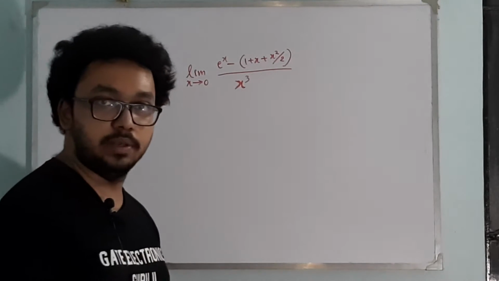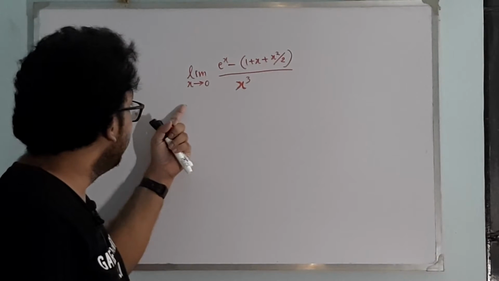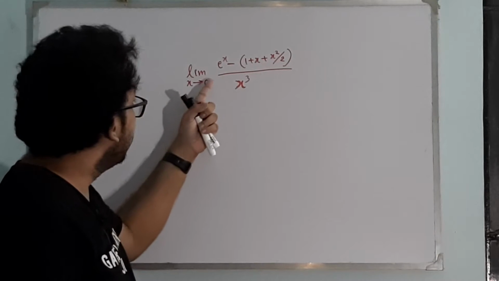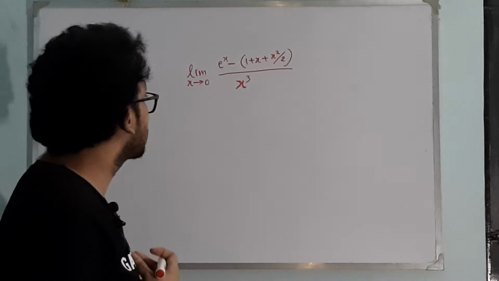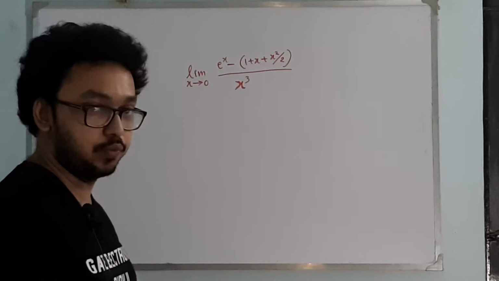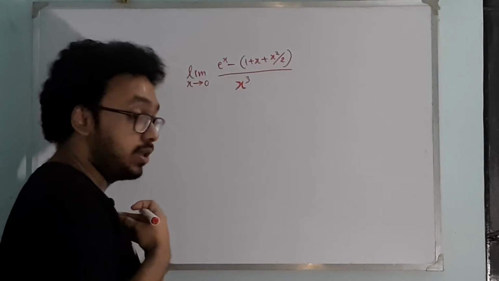So the first problem that we need to solve is limit x tending towards 0 of (e to the power x minus 1 plus x square by 2) divided by x cube. So let's solve the problem.